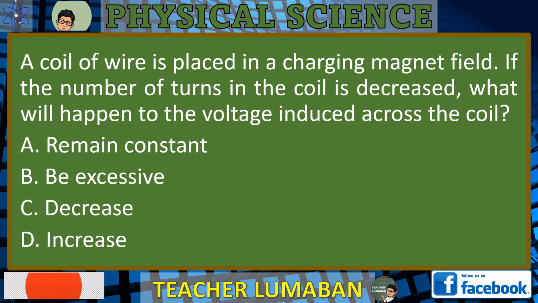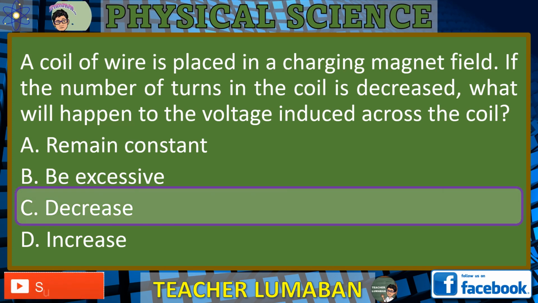Therefore, option C is the correct answer. The voltage induced across the coil will decrease when the number of turns in the coil is decreased. Sa makatuwid, ang option C ay ang tamang sagot. Bababa ang boltahe na naiimpluwensyahan sa coil kapag nabawasan ang bilang ng mga pagliko sa coil.